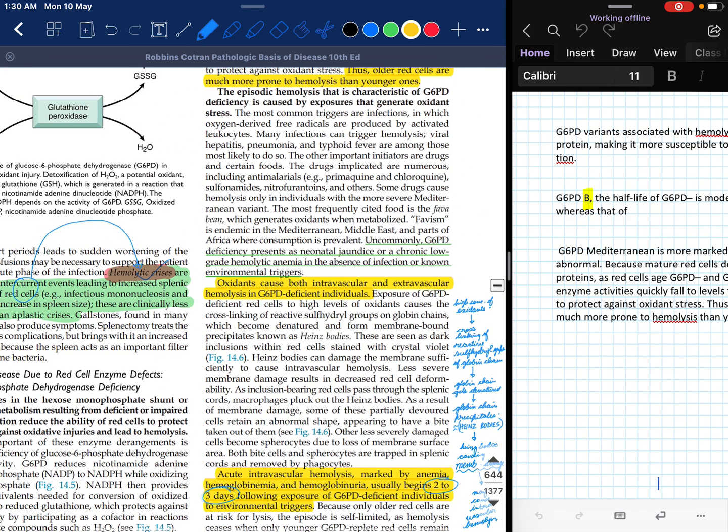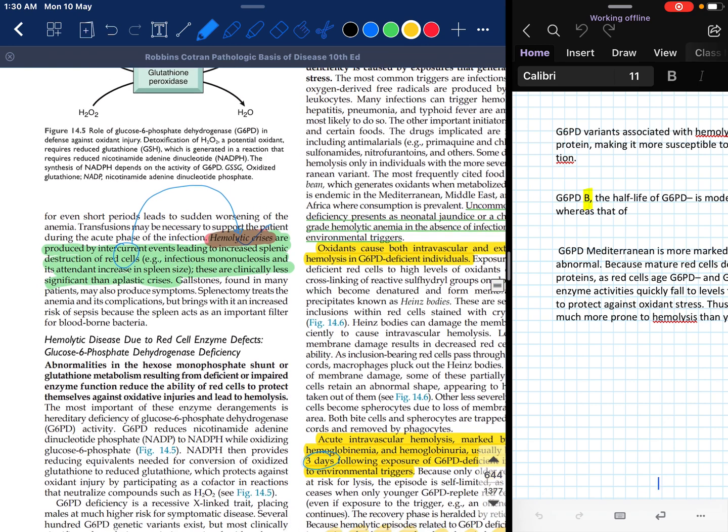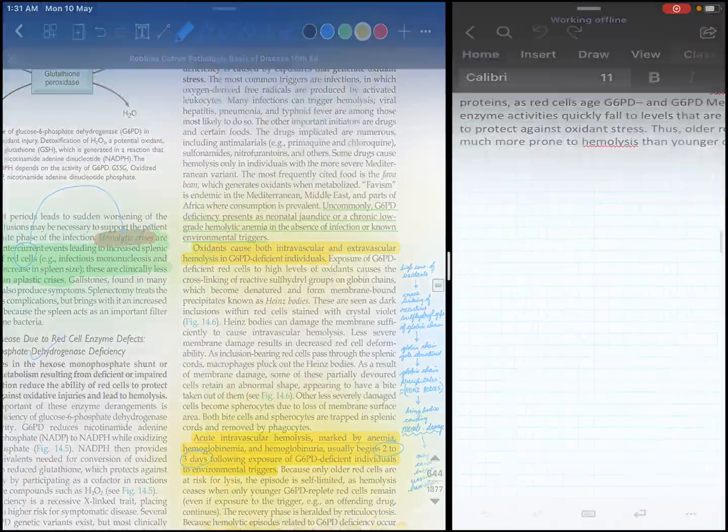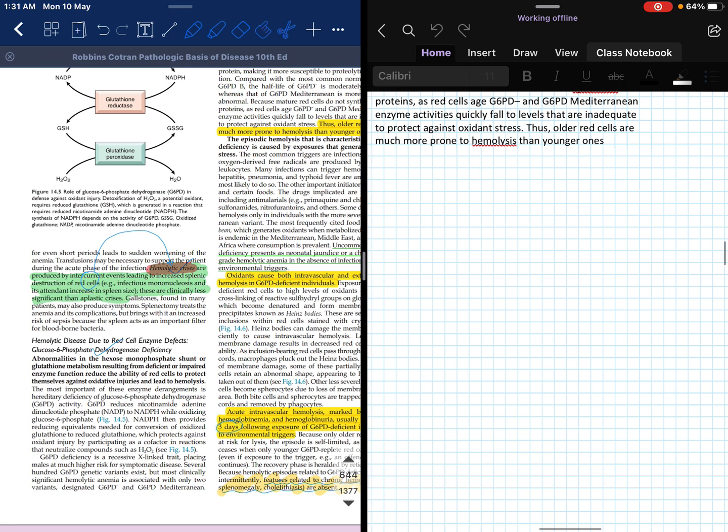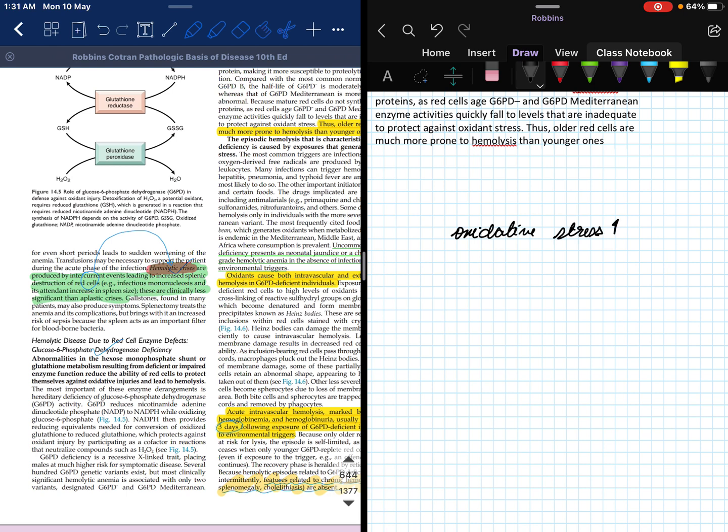But I don't think you would ever need that. What you need to know is that due to the deficiency of glucose 6-phosphate dehydrogenase, the oxidative stress in the RBC increases. The RBC are now more susceptible to oxidative stress. So now we can have two things. Oxidative stress increases.